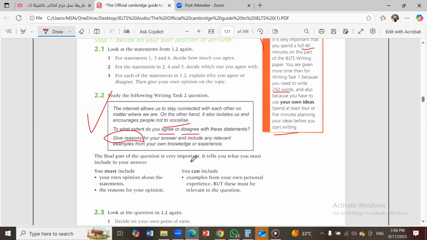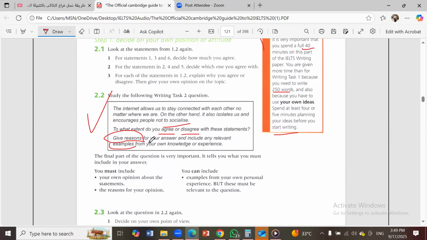Don't only make a discussion. I see or I am convinced that 1, 2, 3 because as a result, it's 1, 2, 3. As an effect, it's 1, 2, 3, and try to make a full essay. And include any relevant examples, okay? The third one, from your own knowledge or experience. So mention your opinion and give reasons and examples. Three missions that you have to fulfill in your essay.